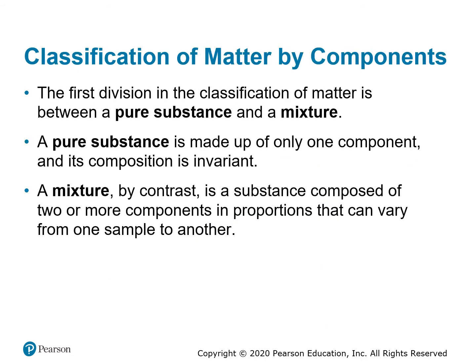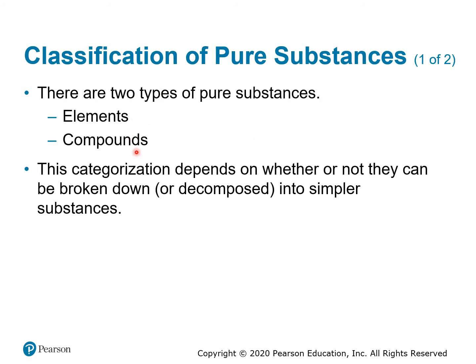In the next few slides, you will see the same explanation. The first division is whether it's a pure substance or a mixture. A pure substance is made up of, as I said before, only one component, and its composition is invariant. A mixture is composed of two or more components in proportions that can vary from one sample to another. The two types of pure substances are elements and compounds.